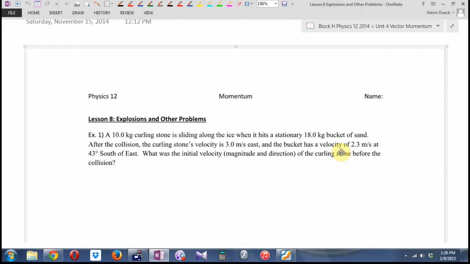In fact, I like example one. The level of difficulty you can expect to see is fairly close to this. And you'll see what I mean in a second.